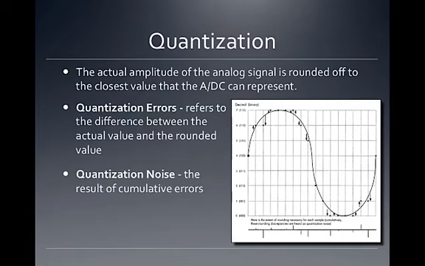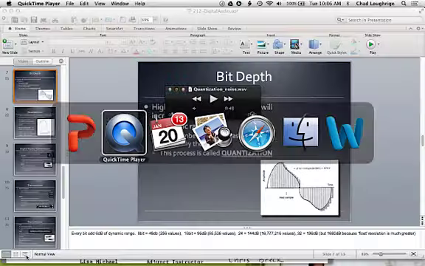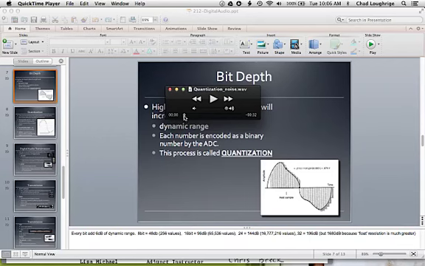All right, so let me show you real quick a quantization error example, where we have this Radiohead song that slowly decreases from 16-bit down to 1-bit. Let's see if you can hear this. So we're starting off at 16-bit audio.